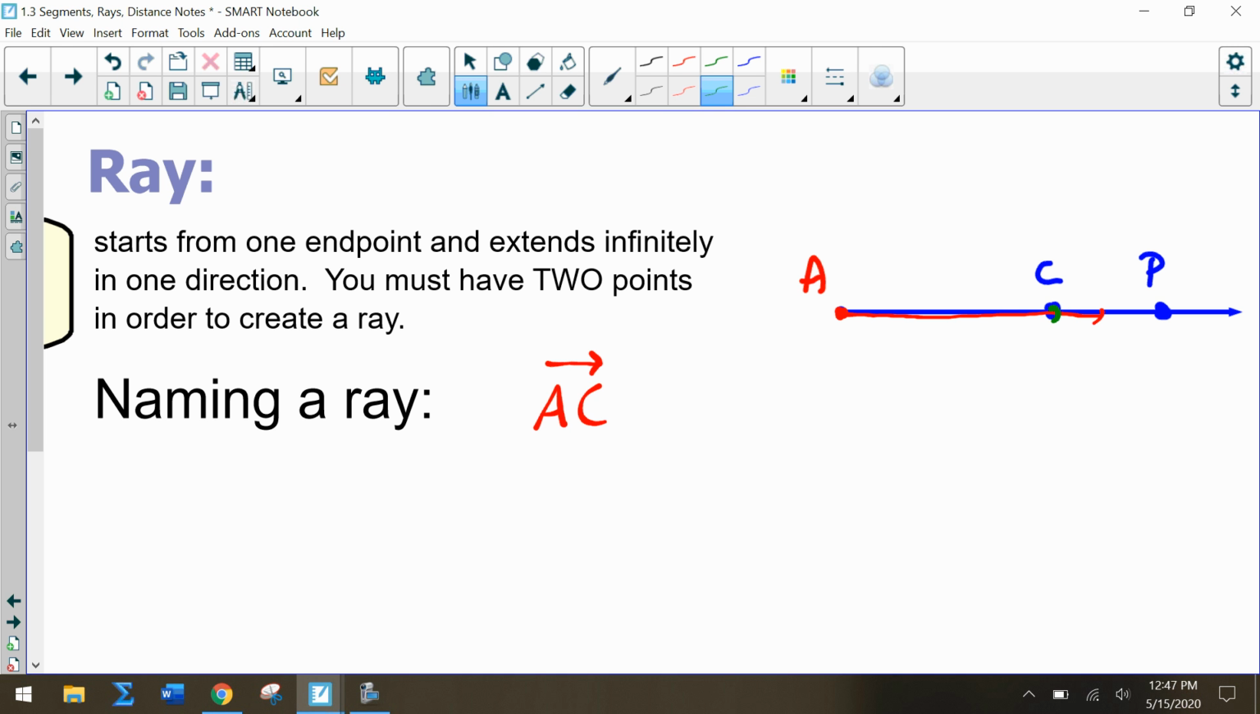Or we have C, and that can go through P, so I can say CP is also a ray. So these are 2 different rays. Guys, look at this. They have a different starting point. They have a different endpoint to begin with.